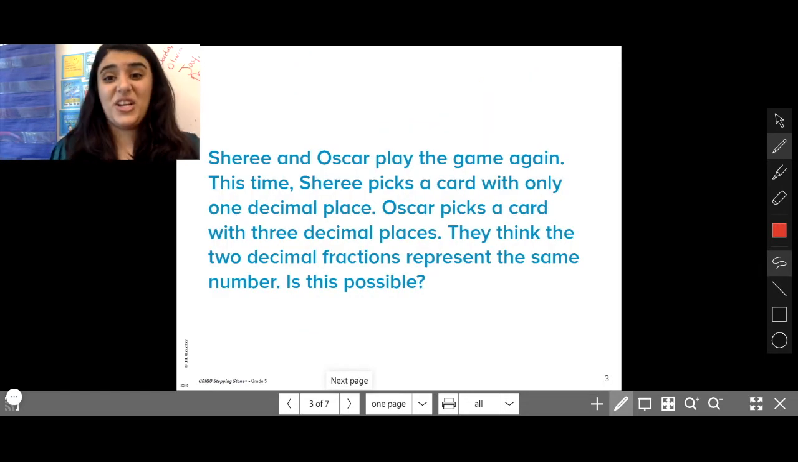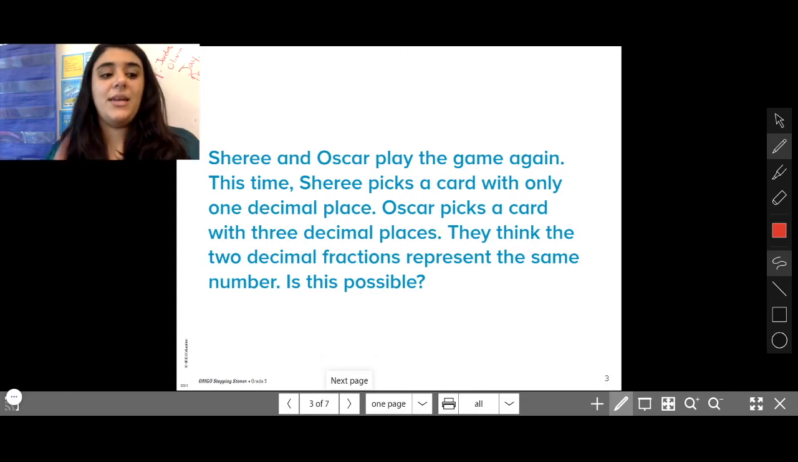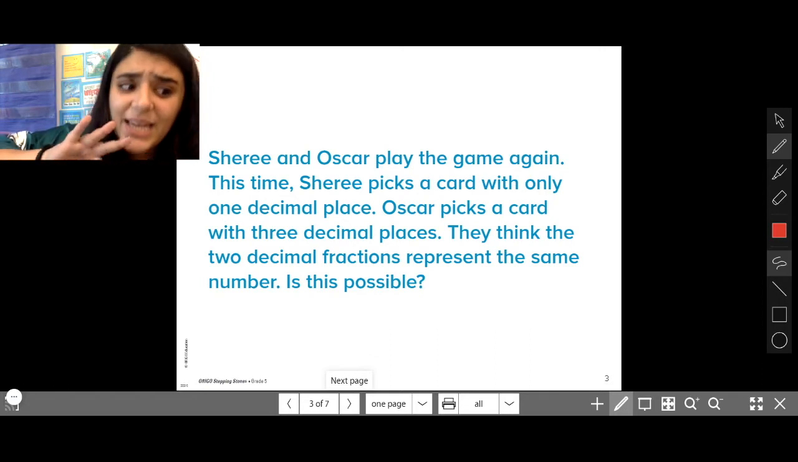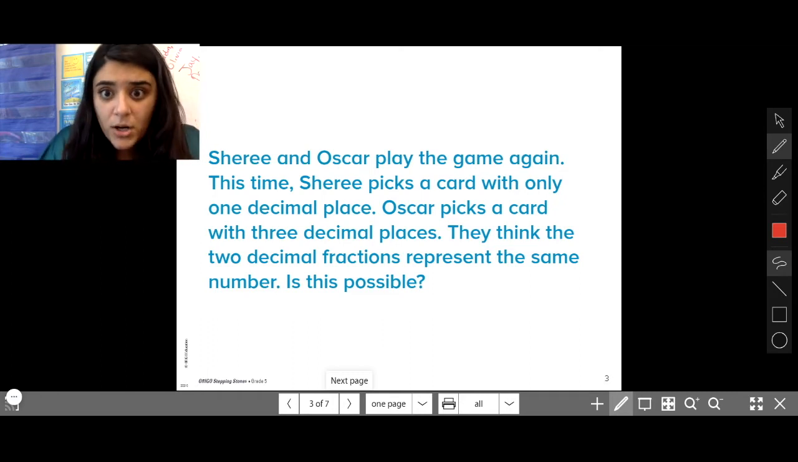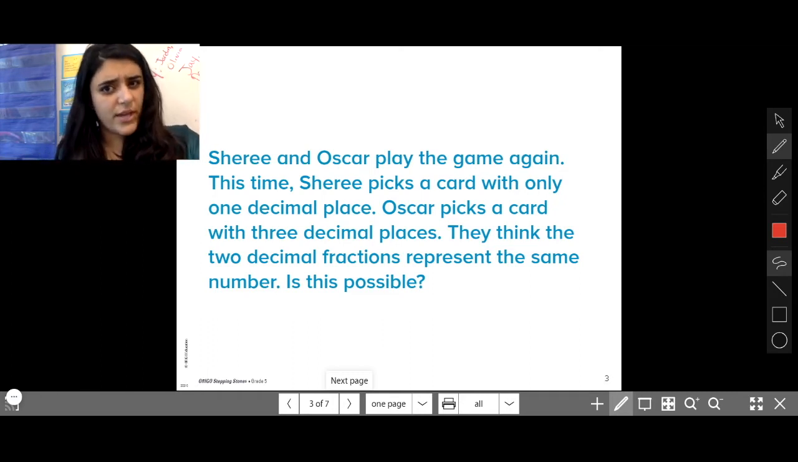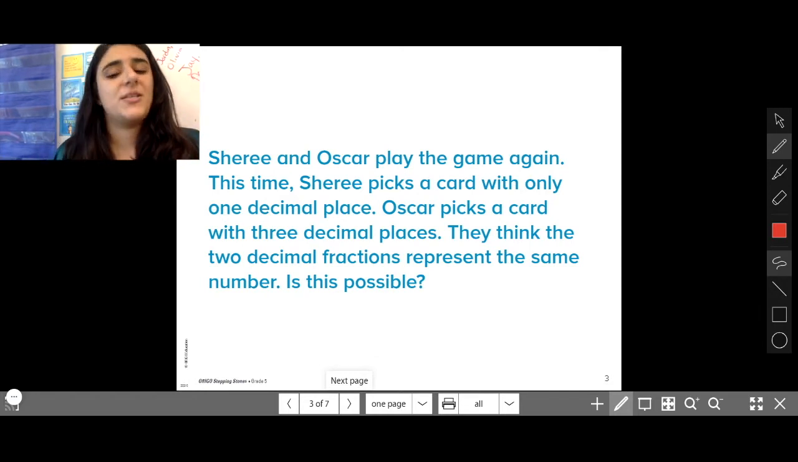All right, so Cherie and Oscar are still playing this game. I mean, they must really like this game. So this time, Cherie picks a card with only 1 decimal place, and Oscar picks a card with 3 decimal places, and they think that the 2 decimal fractions represent the same number. Is that possible? What do you think? Go ahead and discuss with a partner. Okay, so if you think it is possible, go ahead and raise your hand, and if you think it's not possible, keep your hand down. Okay, looks like we have a mixed group, so let's find out.